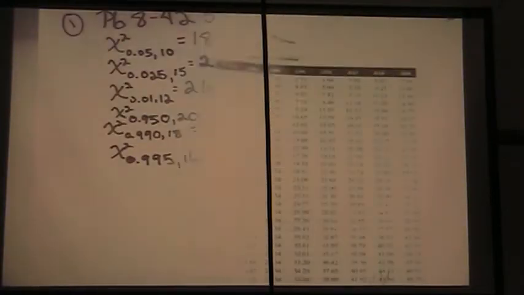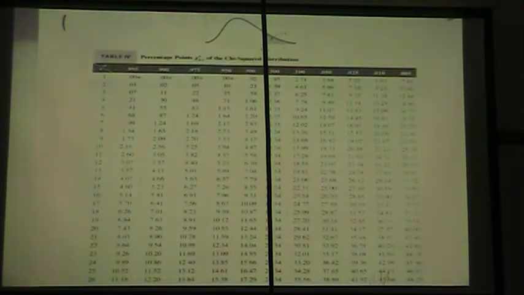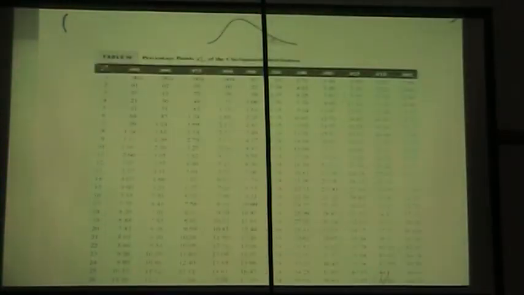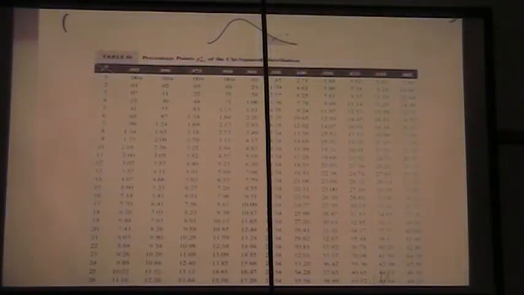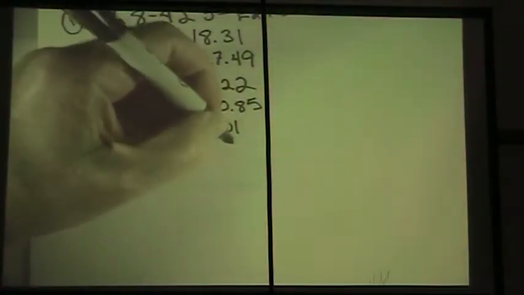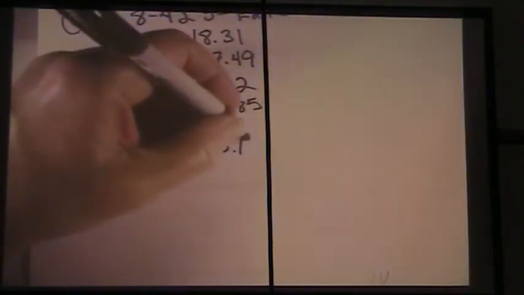All right, so 0.995. Well, that's our very, very first column here. And we're looking for 16, which is right here. So you can see it's 5.14. Or I hope you can see it. Maybe you're looking at this on your iPhone and saying, what the hell is that bald guy on about? All right, so 5.14.